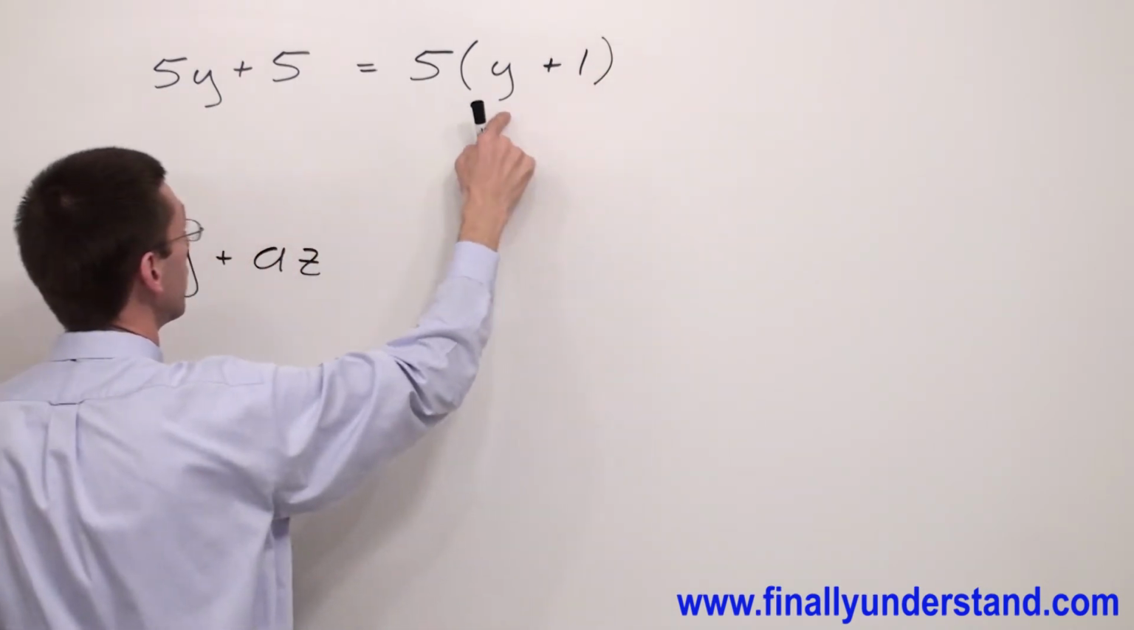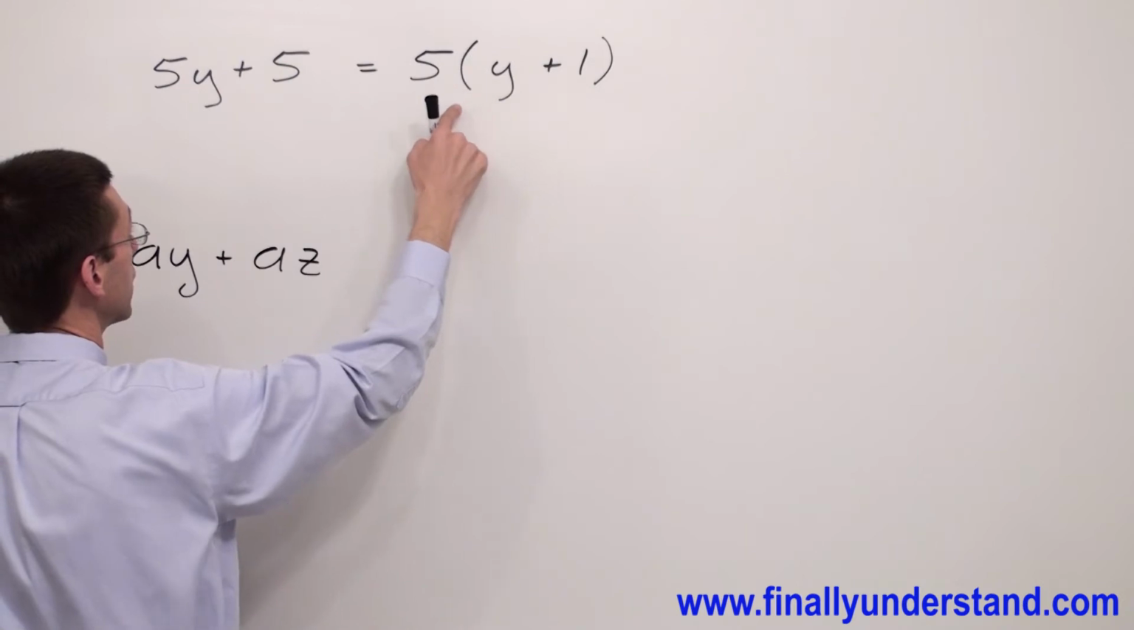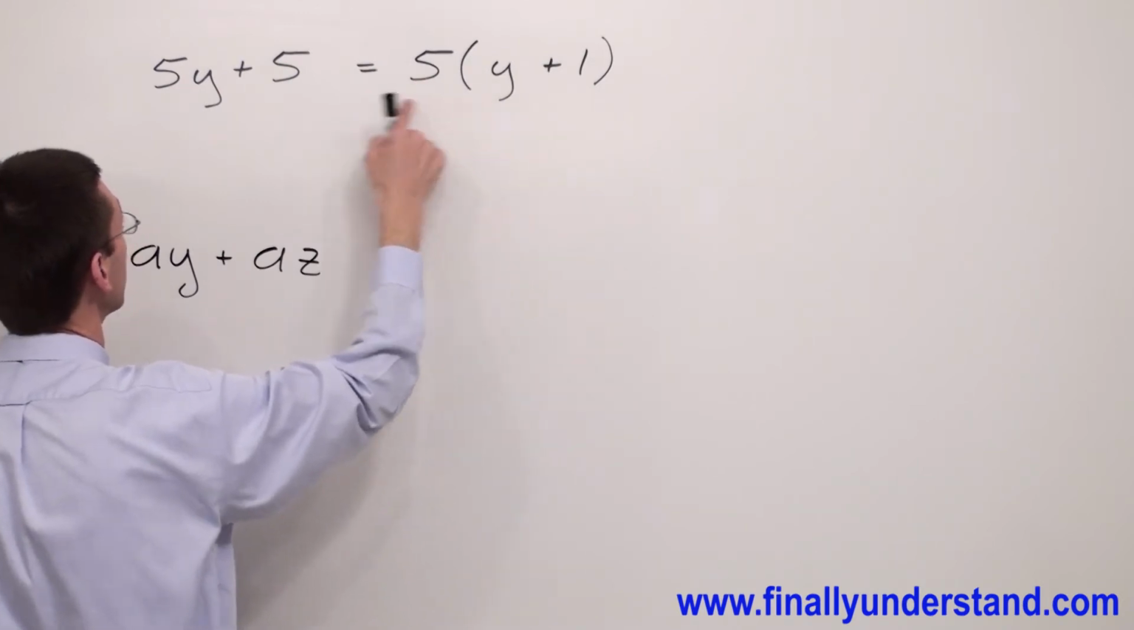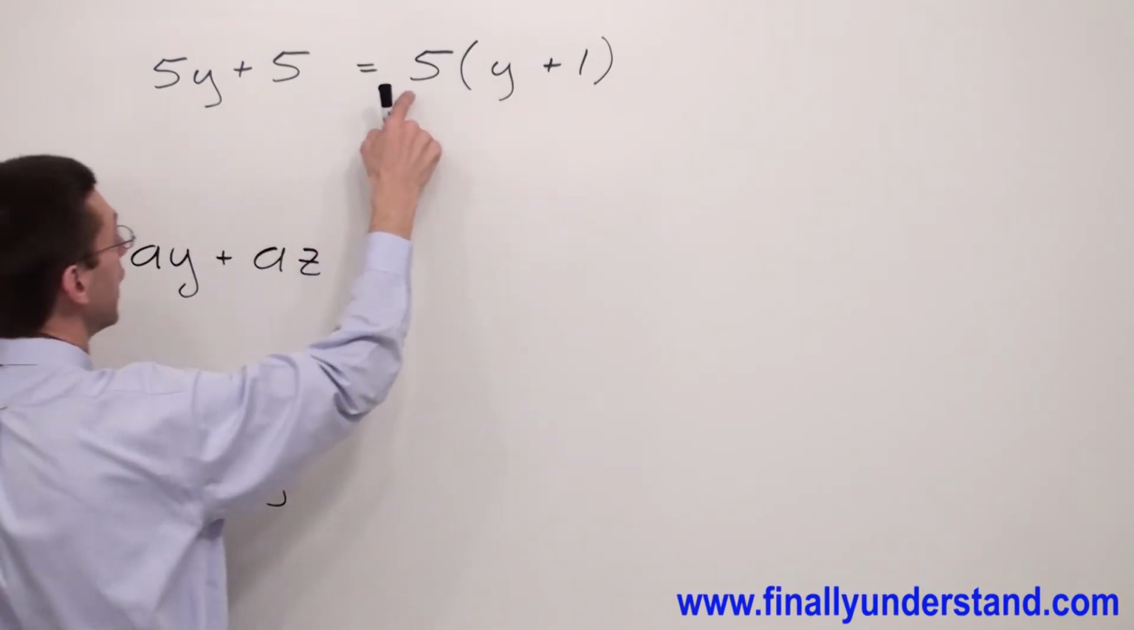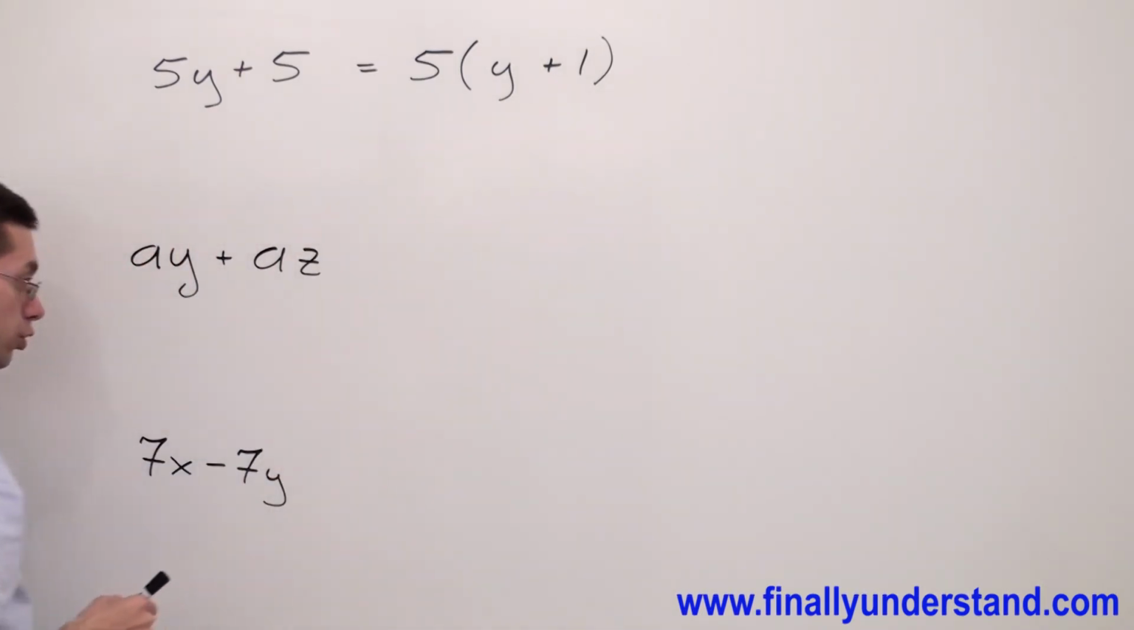If I want to verify my answer, I simply distribute 5 into my parentheses. 5 times y gave me 5y. 5 times 1 gave me 5. So this is the solution to my problem. Let's take a look at the second example.